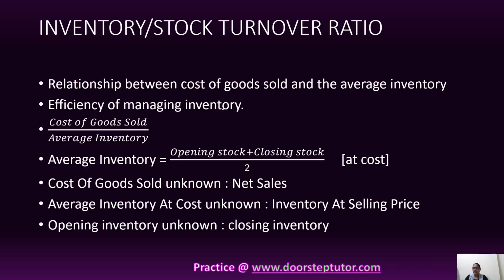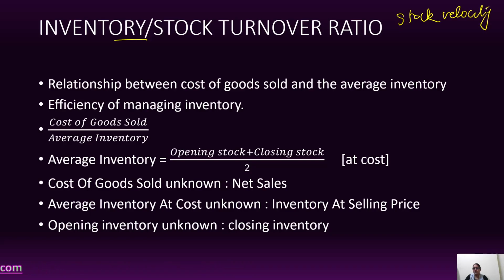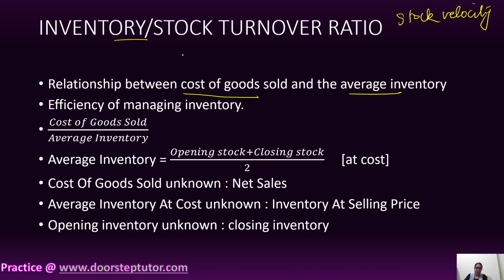The first type of ratio is the inventory turnover ratio, also known as stock velocity. It establishes the relationship between the cost of goods sold and the average inventory. The significance of computing this particular ratio is that it shows the number of times the inventory is being turned over in relation to the sales that are being made.